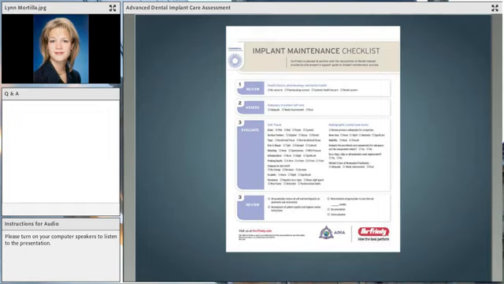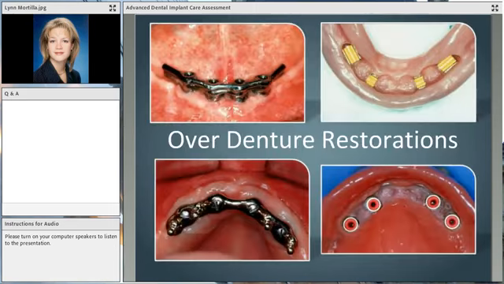I know you see a couple of different things than I do. But this is the implant maintenance checklist. And everything that we're talking about tonight is on this checklist, so that you have an easy method of going through things without forgetting anything, and being sure that you capture all of the instrumental information for these assessments of these implants.